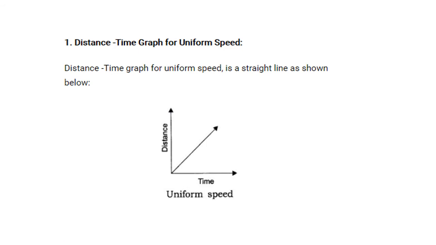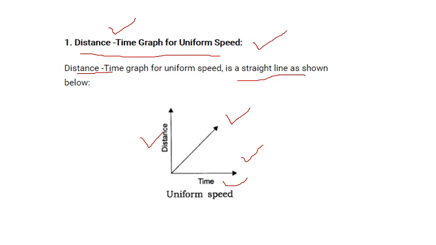So first of all, we need to talk about the distance time graph for uniform speed. That means for uniform speed, how would the graph be for the distance and time? When we are plotting the graph for the distance and time, there will be a straight line. Can you see over here? This is the time and this is the distance, and the graph formed over here for the uniform speed is a straight line.